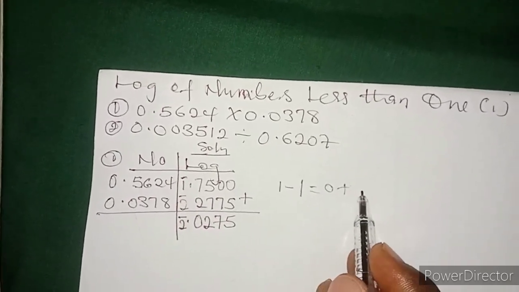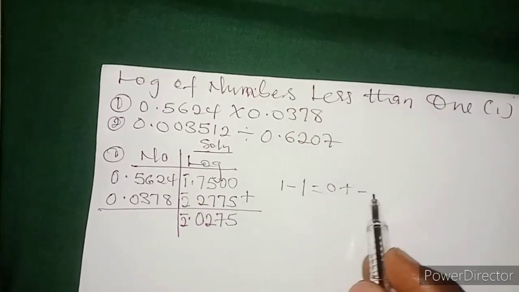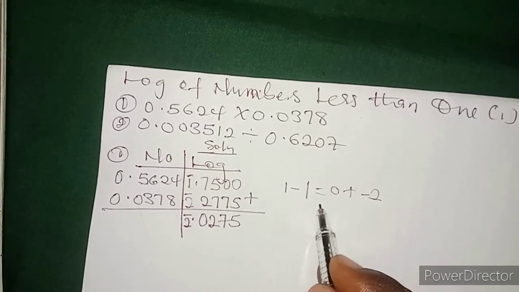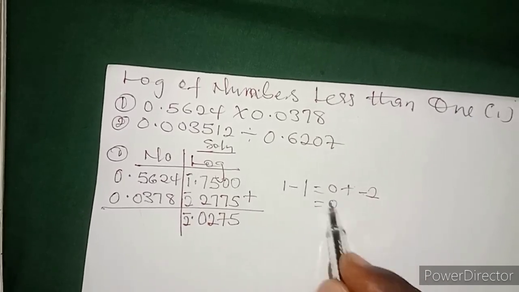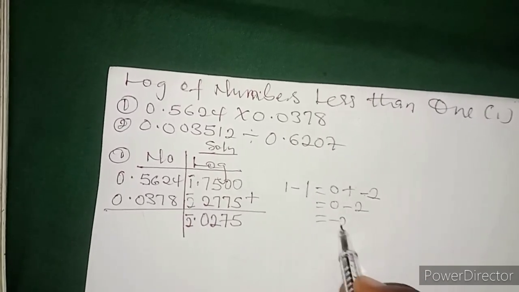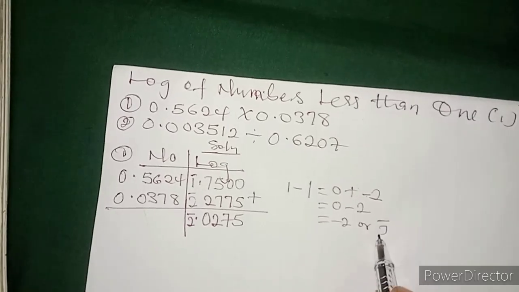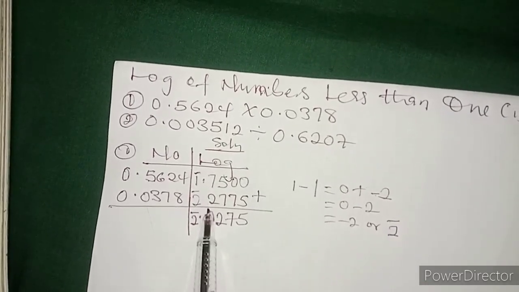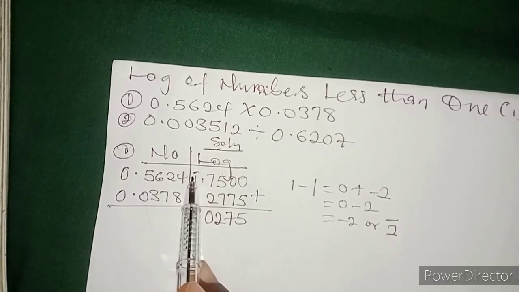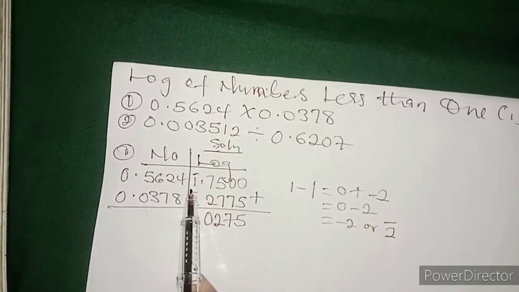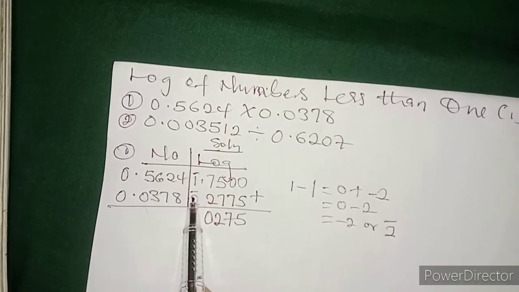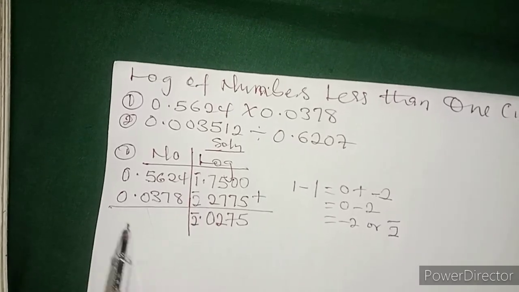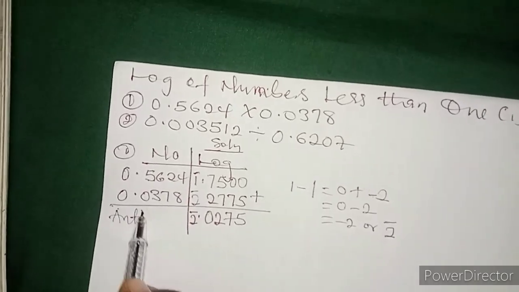Then 0 plus minus 2, which is 0 plus times minus is minus, which is minus 2, which is the same thing as bar 2. So that's why we got this bar 2. So we are saying that after adding we got 10, write 0, carry 1 here. 1 plus minus 1 is 0. 0 plus minus 2 will give us minus 2. And so we look for the anti-log.